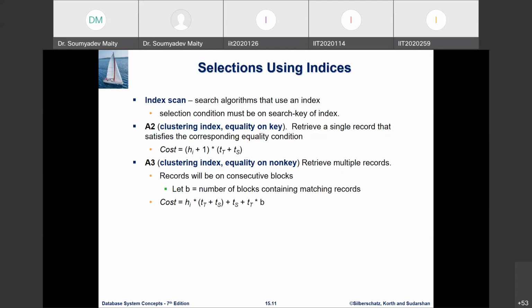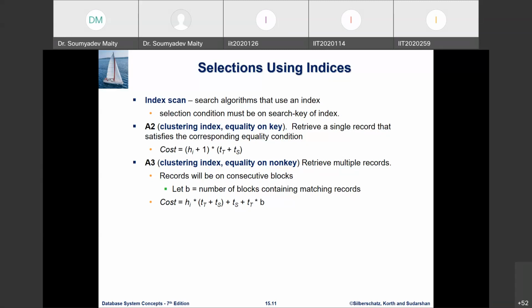Now, if you are doing it on a non-key attribute, but remember, this is a primary index or clustering index. Some people say that primary index and clustering index are same. Some authors use two different terms, meaning they are not synonymous. In both cases, primary index and clustering index, the file will be sorted based on the search key. The relation will be sorted according to the search key.